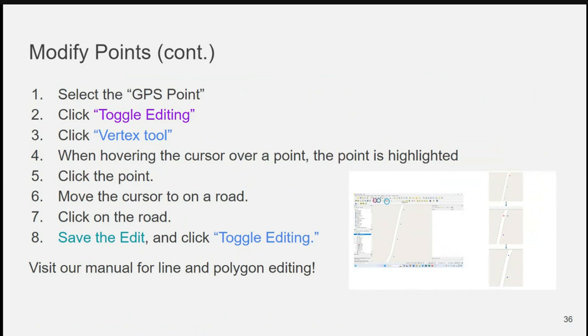And select the GPS point and click toggle editing. And then click the vertex tool. When you are hovering the cursor over a point, the point is highlighted. And click the point and move the cursor to a road. And click on the road. Finally, save the edit and click toggle editing.